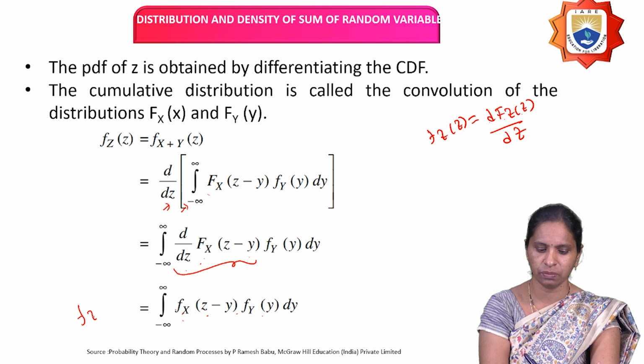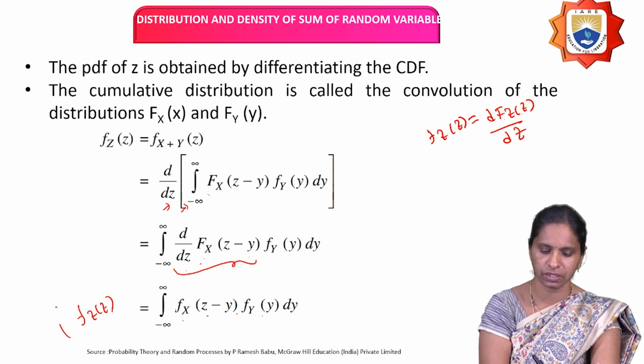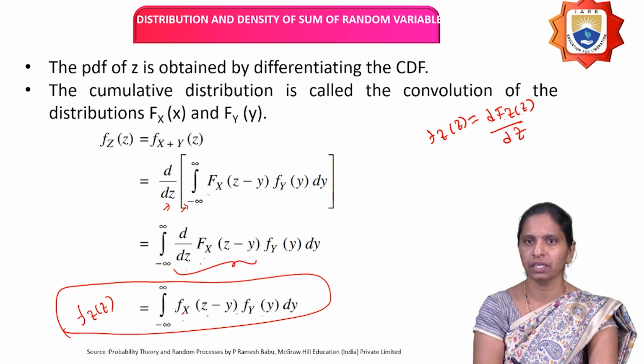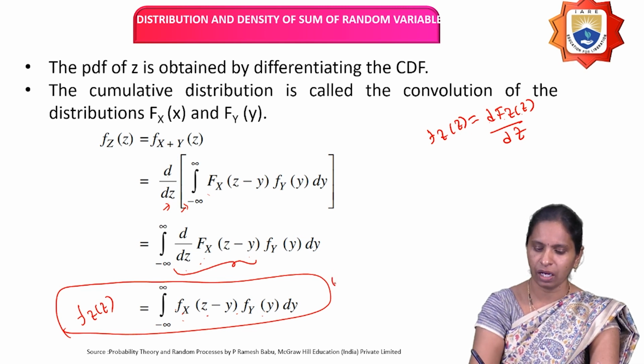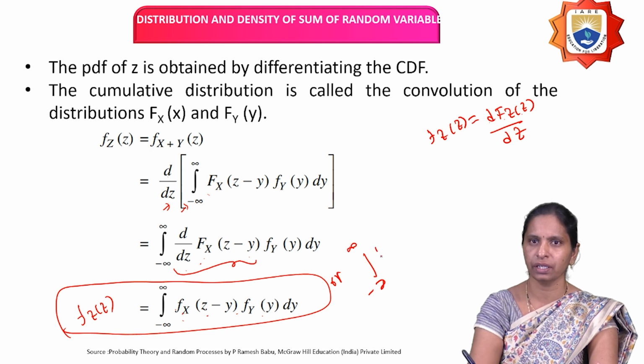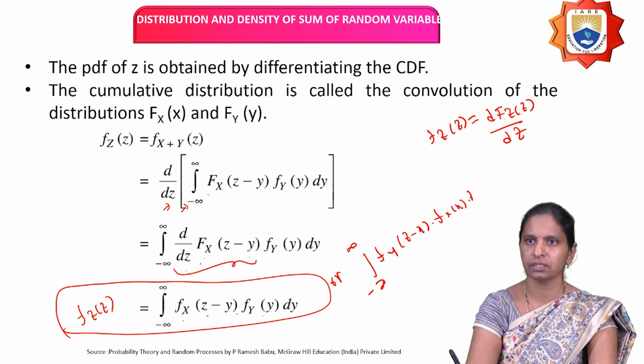Therefore, what is the density function of the sum of two random variables? f_Z(z) is equal to what? The integral from minus infinity to infinity of f_X(z minus y) times f_Y(y) dy. Or else, you can write this also: the integral from minus infinity to infinity of f_Y(z minus x) times f_X(x) dx.